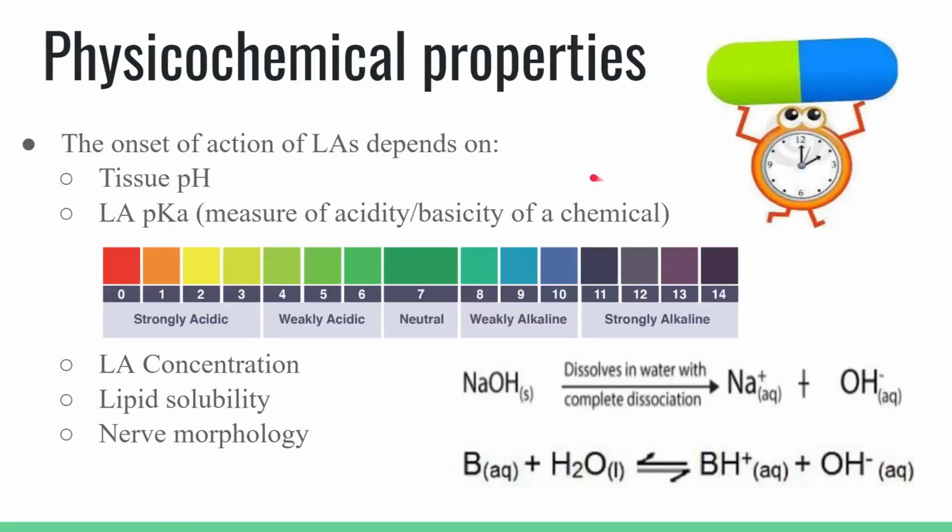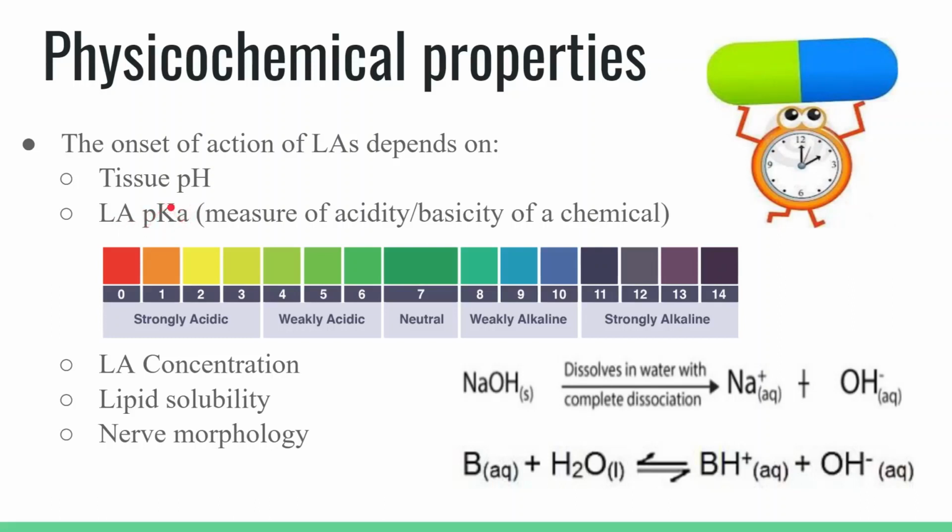Okay, so now we're going to talk about the physicochemical properties of local anesthetics. We're going to delve into some chemistry now. We're going to recall some chemistry we took in the very first semester of our medical school journey, and yeah, that's going to be fun. So the onset of action of local anesthetics depends on a couple of factors, 5 as you can see here. Now we're going to focus on the first two, which is the tissue pH and the local anesthetic pKa.